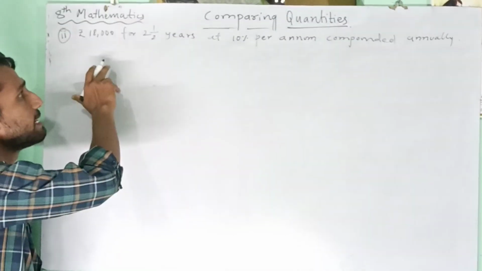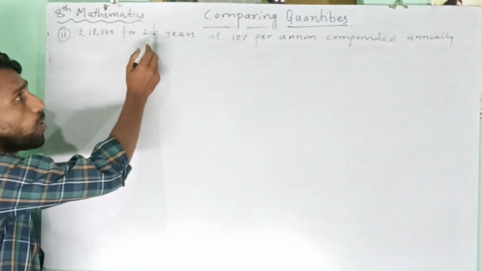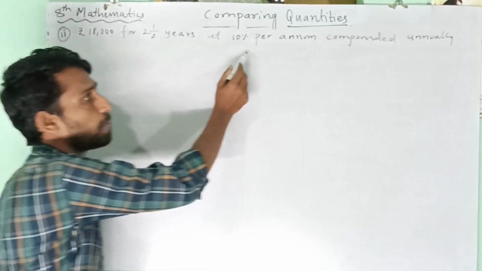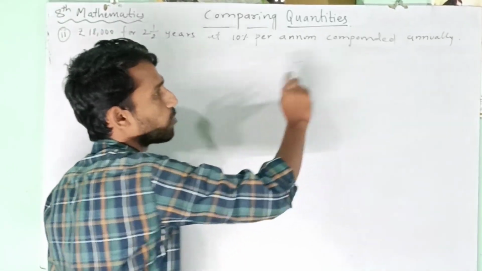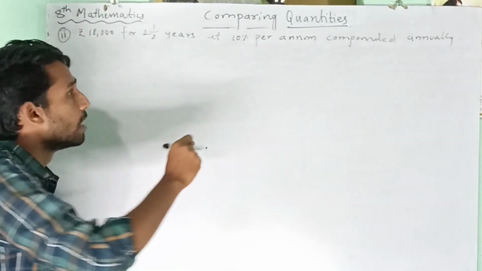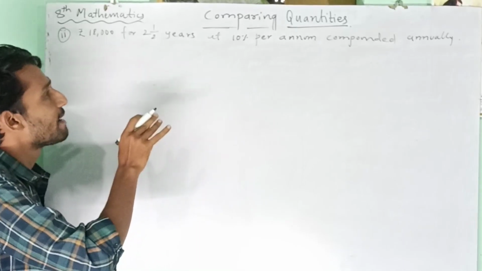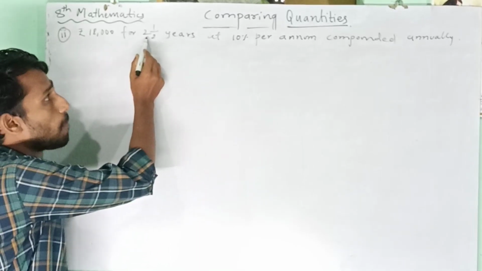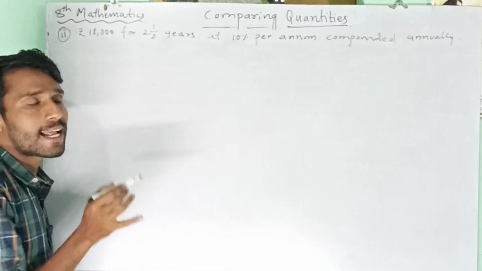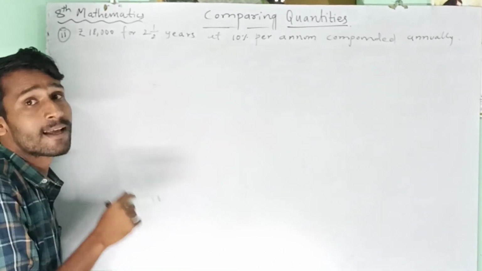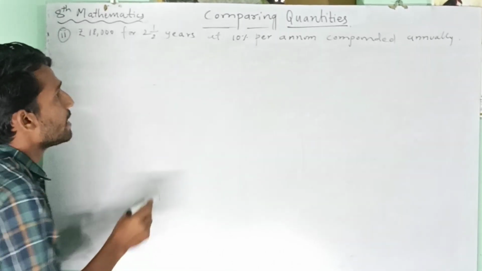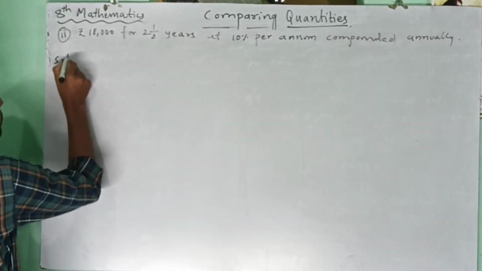Here second one, 18,000 for 2.5 years at 10% per annum. We have to find out here compounded annually. Now dear student, in this question I am finding first the compound interest for 2 years. After that I will find for half year the simple interest. Okay, see here solution.